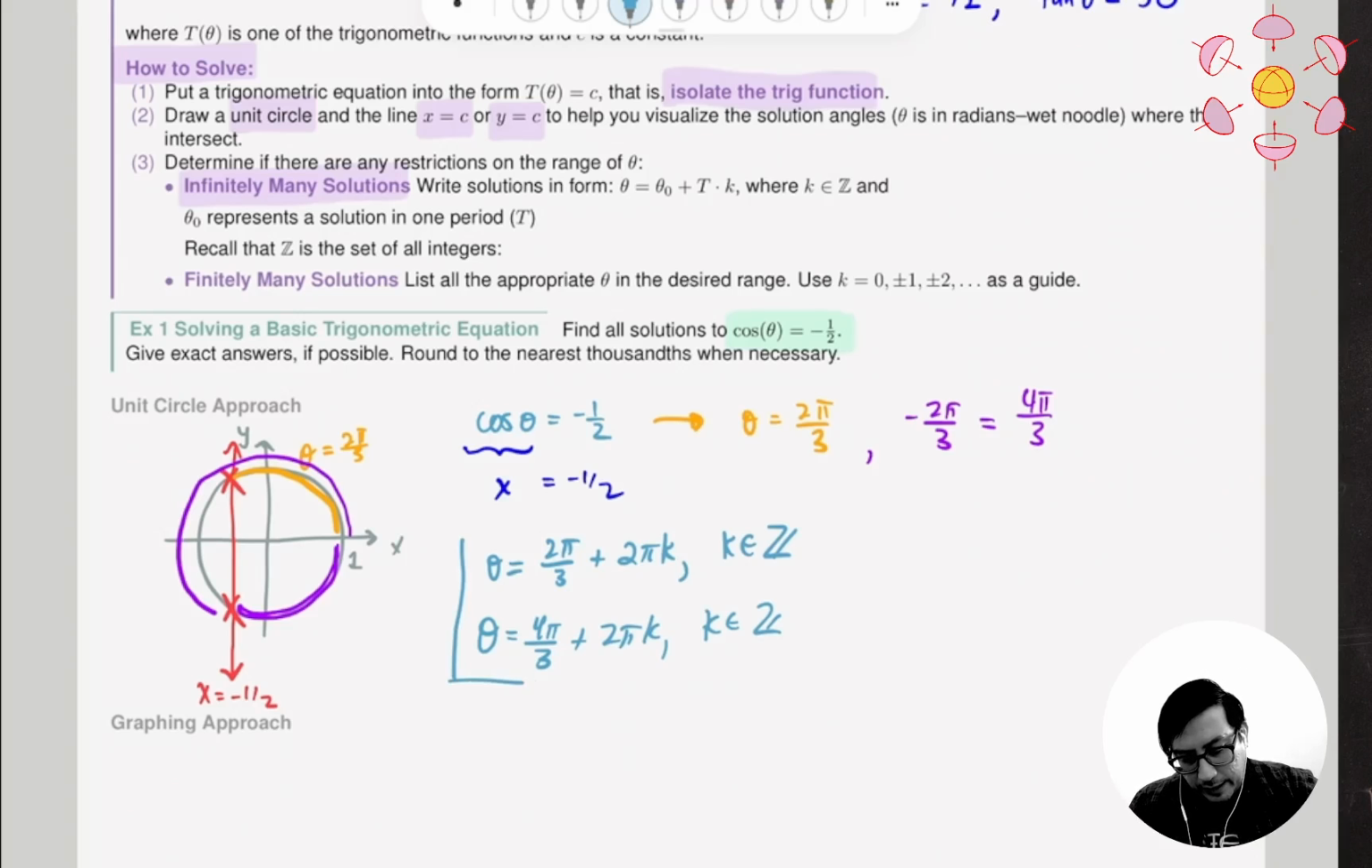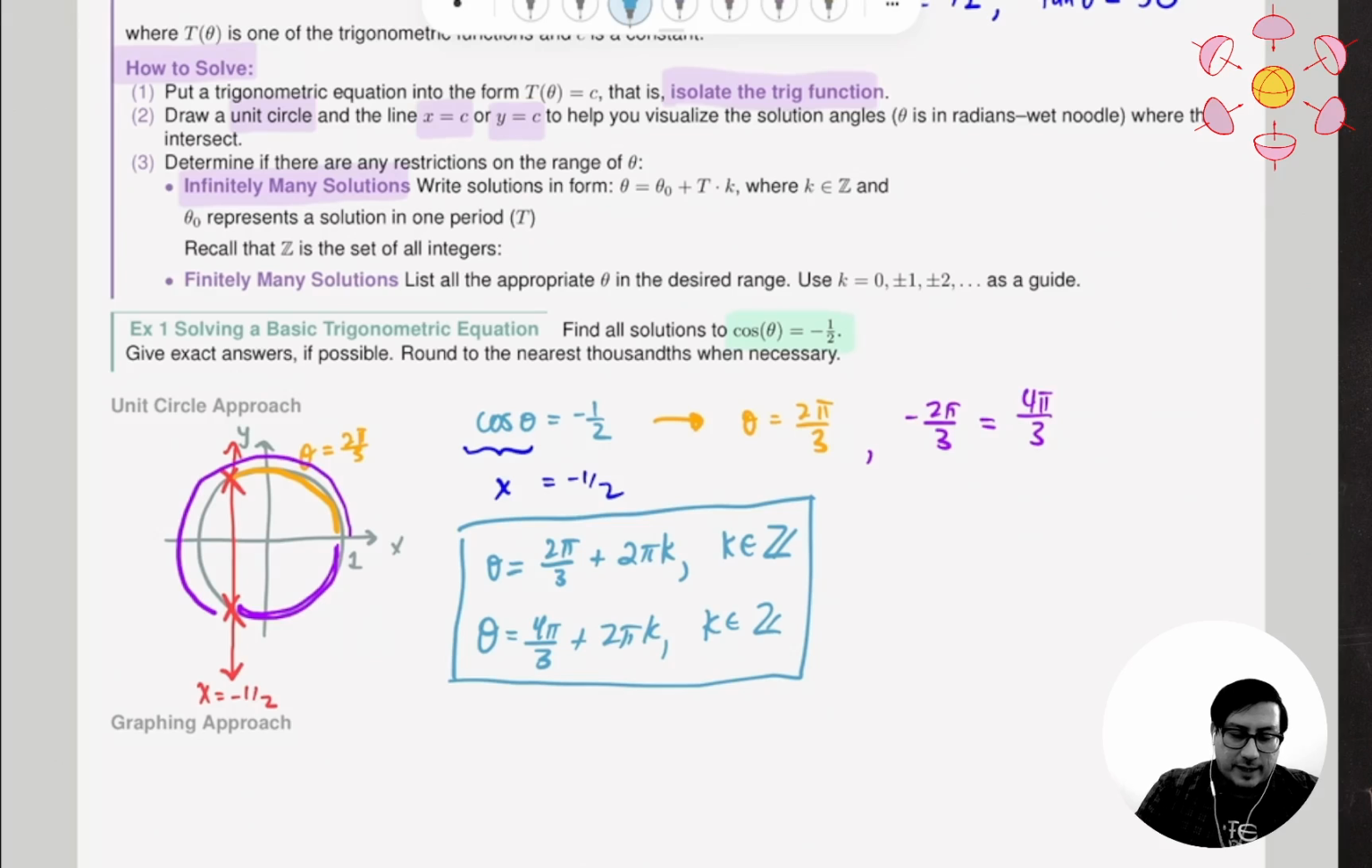But at this point, I would say box your answer. This is how we write it. Because again, it says to find all solutions, and there was a little bit of a hint here that I wanted all of them. So infinitely many, but there's kind of two different branches. There's the 2 pi over 3 version and the 4 pi over 3. Okay, so those are all of my exact answers. We'll talk a little bit more about restrictions a little later, but this is a great place to start.